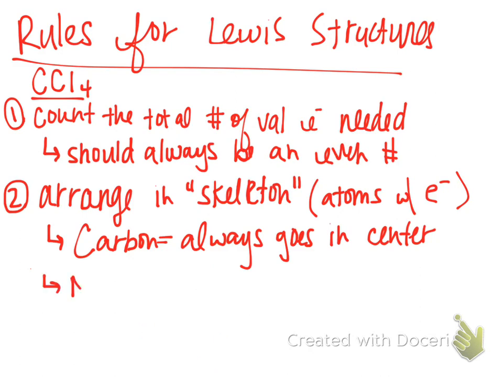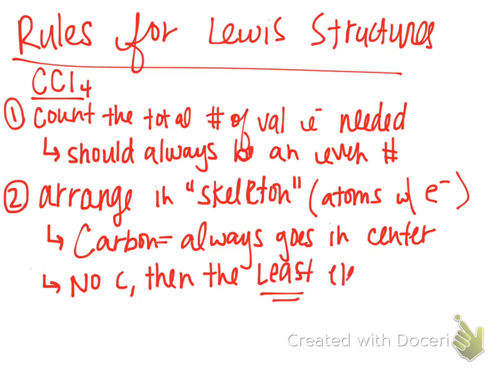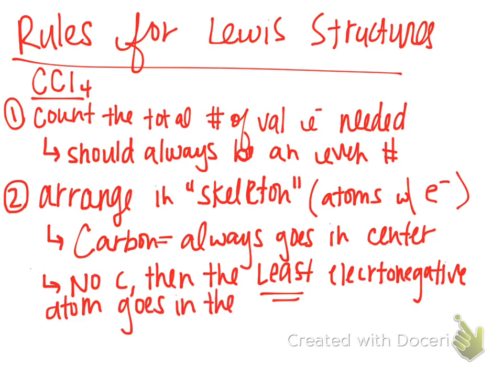if you have no carbon, then the least electronegative atom goes in the center. Okay? And so that's when you would use your Pauling scale, right, that electronegativity table that I gave you, to find the least electronegative atom in your compound.